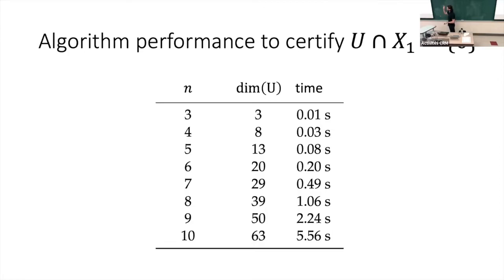All right. This is the only numerical table that I'll show, but I just want to make the point that these things are not only polynomial time, but this algorithm really is efficient in practice. So for 10 by 10 matrices, we can certify entanglement in subspaces up to dimension 63 in 5 seconds. What are you writing? MATLAB. Yeah.